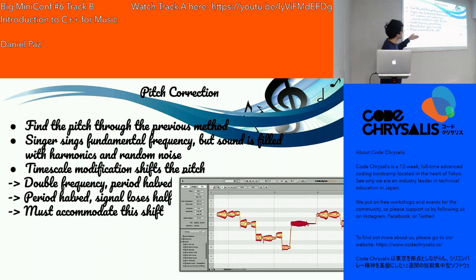So yeah, you detect the fundamental frequency, and then a sound from a singer is often filled with random noise too, so you have to account for that. How the pitch correction works itself is through time scale modification. That means they will double the frequency and then halve the period by doing so. But when the period is halved, the signal loses half of the time. So you have to really accommodate for that.